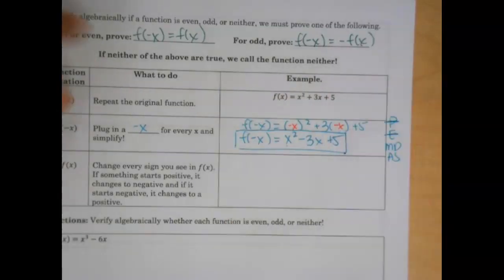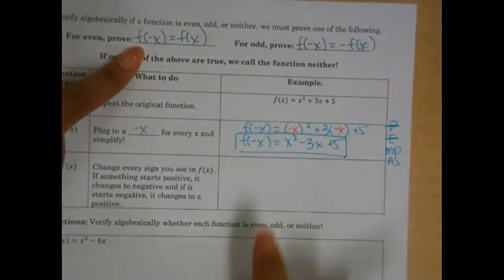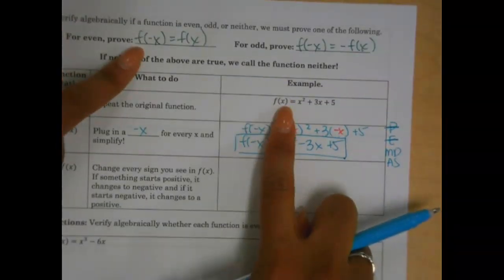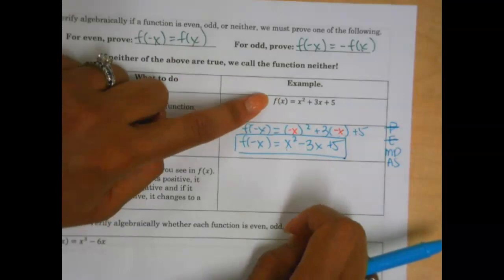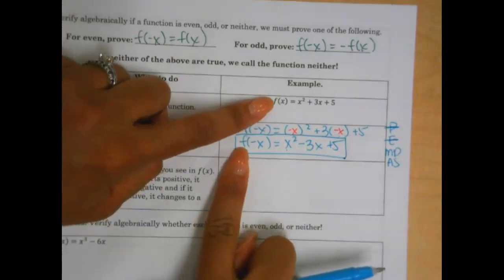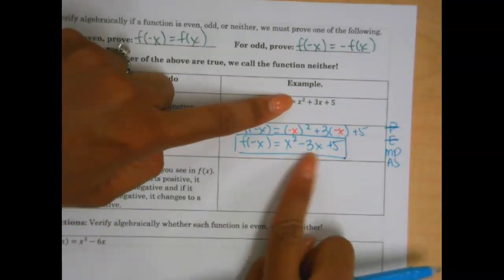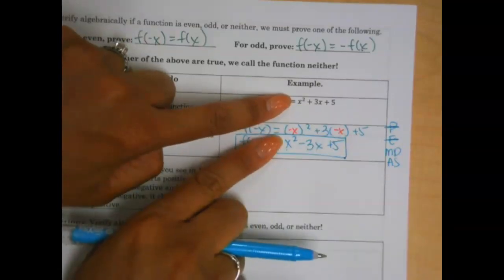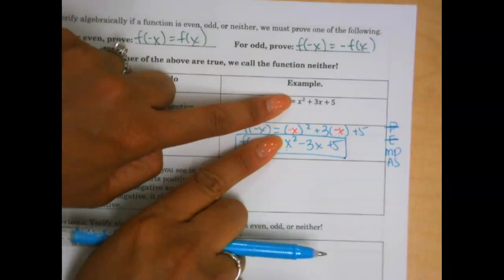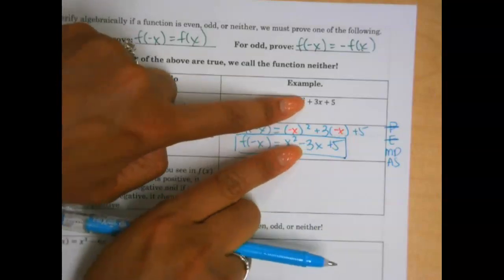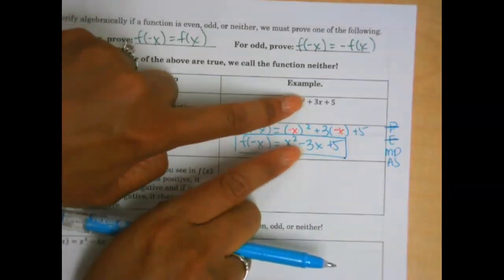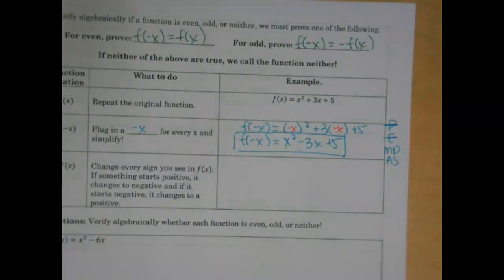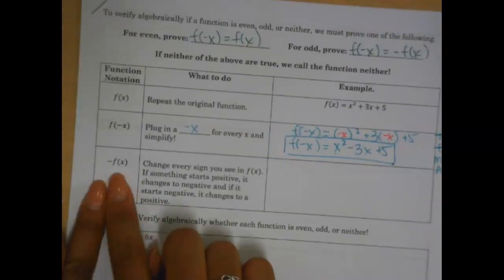So if I was trying to prove if this was even, if I was saying, I want to know, is this function even? Can you look at the original and look at f of negative x? Are these two things the same? No, they're not. What's the big difference between them? The 3x, that's negative here and it's positive here. So because both of those things are different, if it was a question, I would say that this is not even.